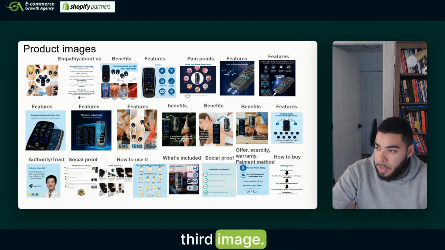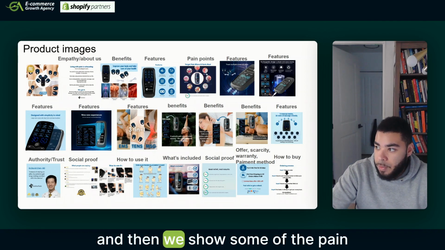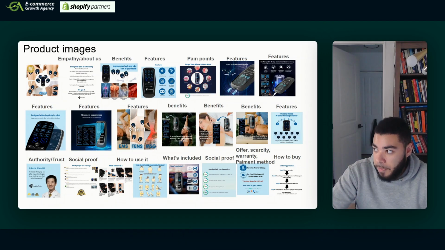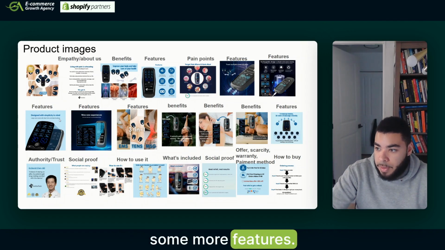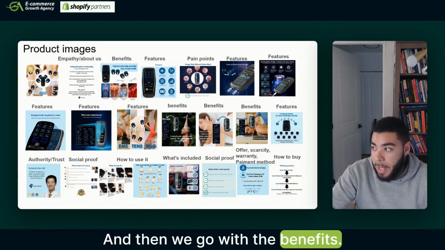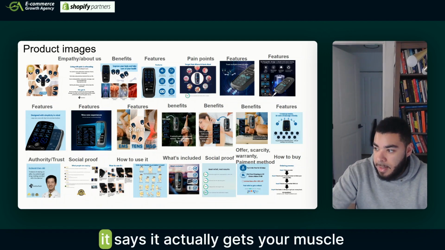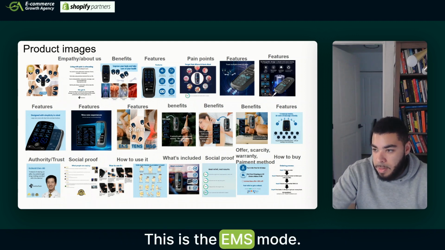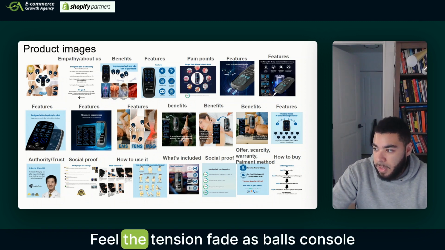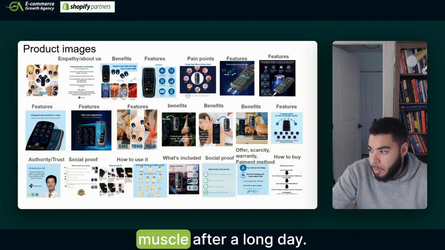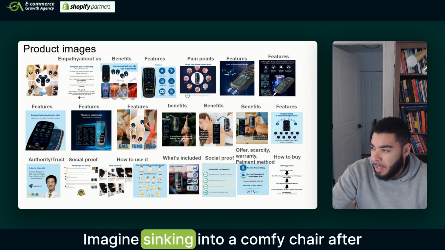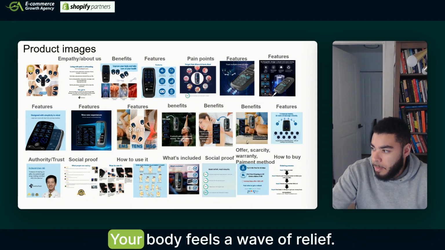Third image, we talk about some of the benefits, then some features, then we show some of the pain points, then a little more features, then again some more features, and then we go with the benefits. As you can see on the text, it says it actually gets your muscles moving like a mini workout without sweating. This is the EMS mode. Here you have the tense mode. Feel the tension fade as pulses calm sore muscles after a long day. Then the massage mode. Imagine sinking into a comfy chair after a long day. Your body feels a wave of relief.